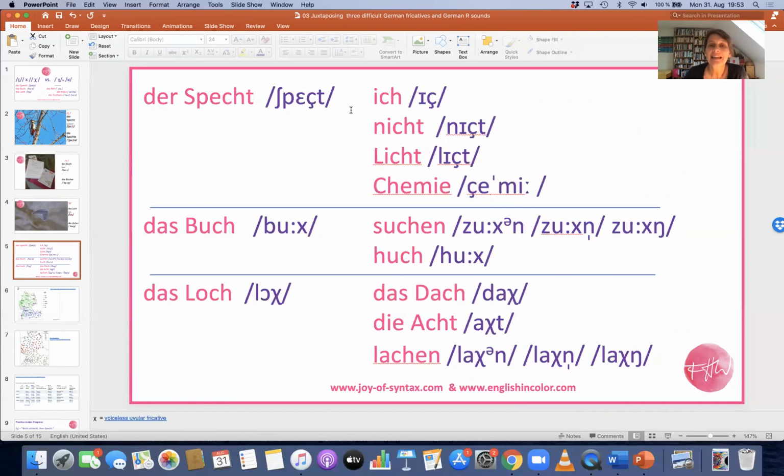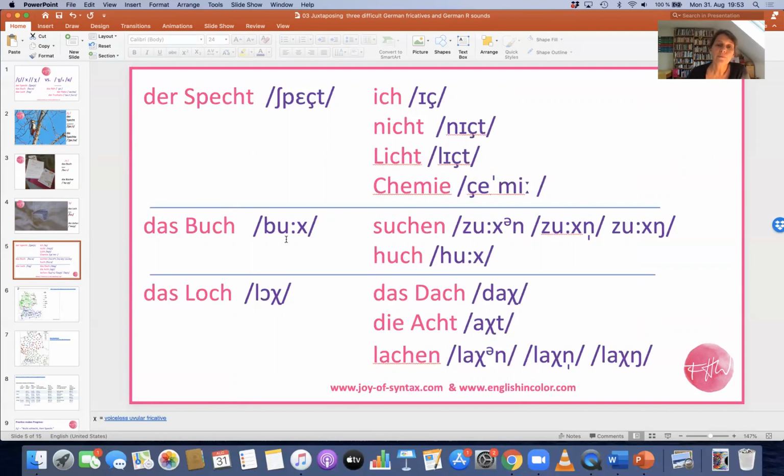Specht, ich. Then not is nicht. Light is Licht. And then chemistry is Chemie. And I'll say something about that in a minute as well. Specht, ich, nicht, Licht, Chemie.